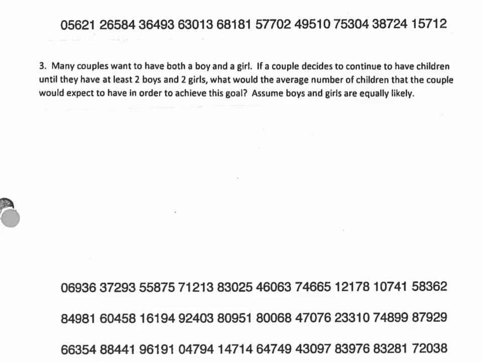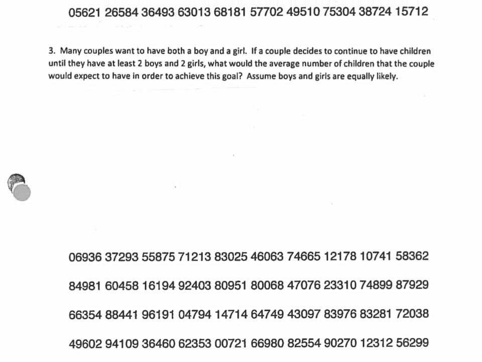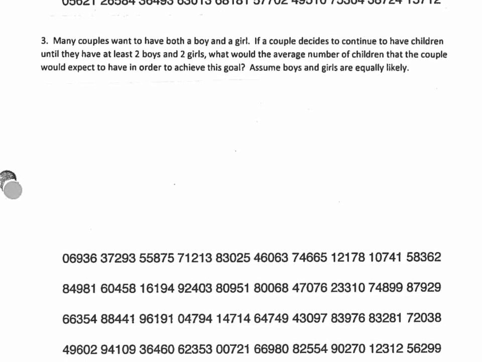So here we go. Many couples want to have both a boy and a girl. If a couple decides to continue to have children until they have at least 2 boys and 2 girls, what would be the average number of children that the couple would expect to have in order to achieve this goal? Assume that boys and girls are equally likely. So this also means that boys are a 50% chance and girls are a 50% chance. Okay, so that plays into our, let the numbers be. We want to have the numbers represent something. What's each number going to represent?